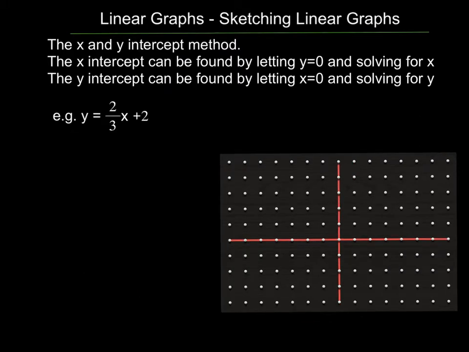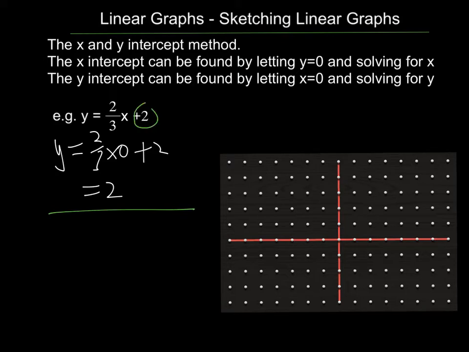Again, for this question, I'm going to let x equal 0 and solve for y. So if I let x equal 0, I get y equals 2/3 times 0 plus 2, which just is equal to 2. And we already know that this number on the end is the y-intercept, so that makes perfect sense. So that point is here. Now let's make y equal 0 and solve for x.